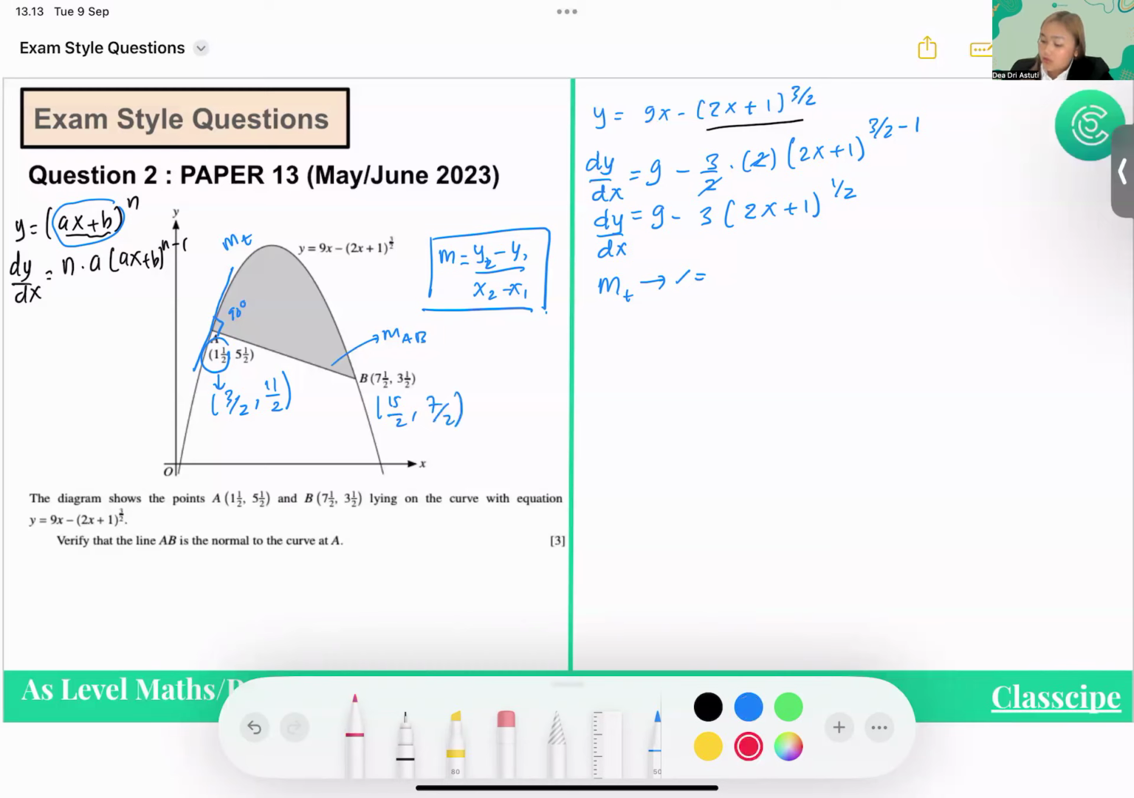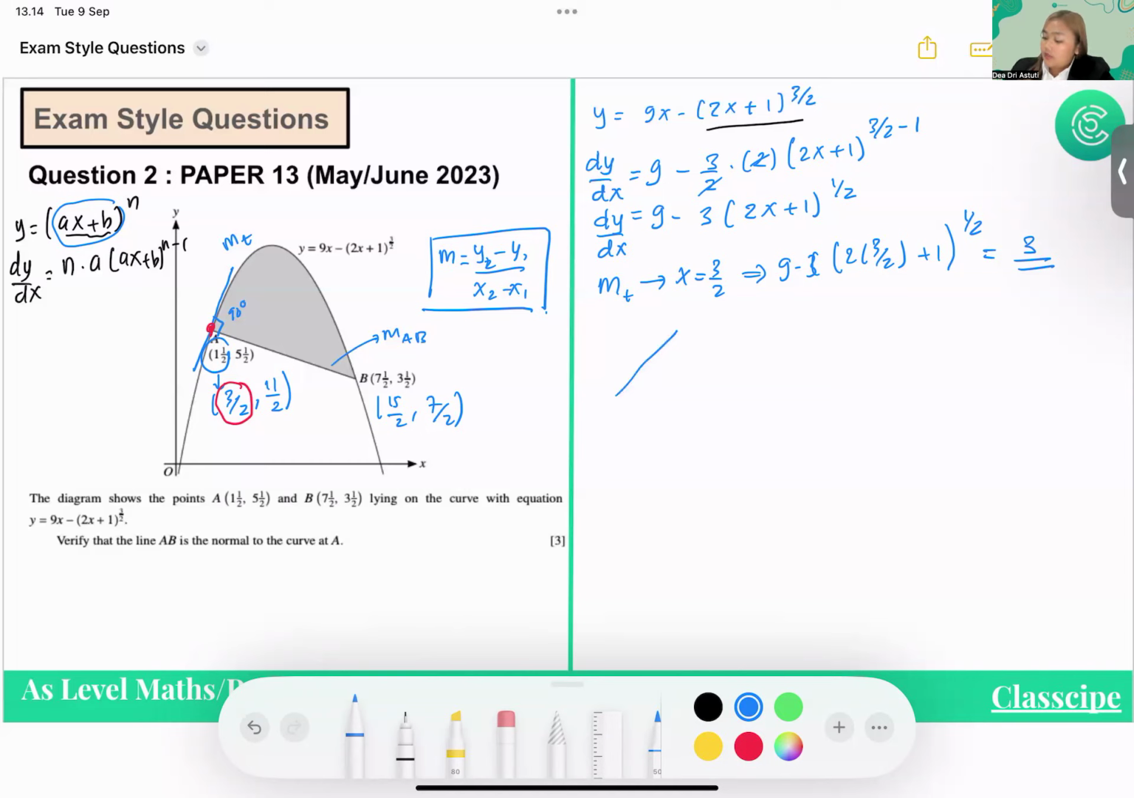Since you are looking for the gradient at the point A, we only take x equals 3 over 2 to be substituted in dy/dx. So 9 minus 3 times (2 times 3 over 2 plus 1) to the power of 1 over 2. You can input it in your calculator, and the result is 3. The gradient at A is 3. So this is the one that we already got.